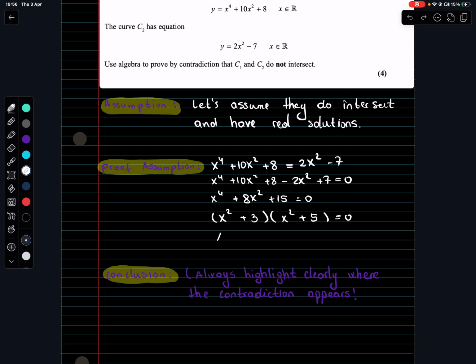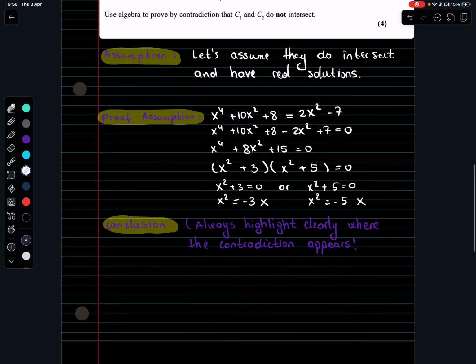Or you can say, x squared plus 3 is equal to 0, then x squared is equal to negative 3, which is not possible in the real number set. Or x squared plus 5 equals 0, and then x squared must be negative 5, which is also impossible in the real number set. Or you can deal with the discriminant, saying there's a hidden quadratic there, the discriminant is less than 0, and so on. So we found the contradiction. The contradiction is that we do not have a real solution.